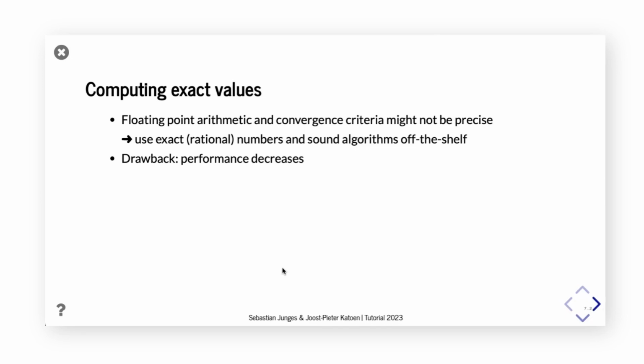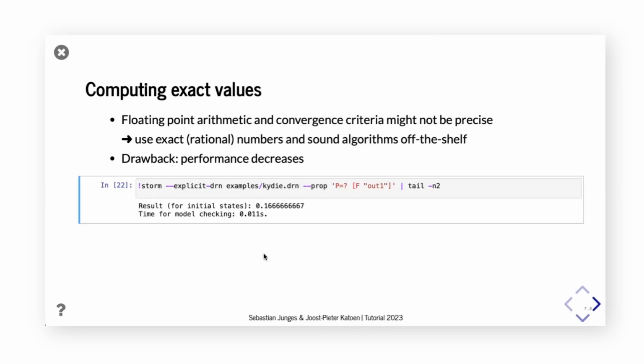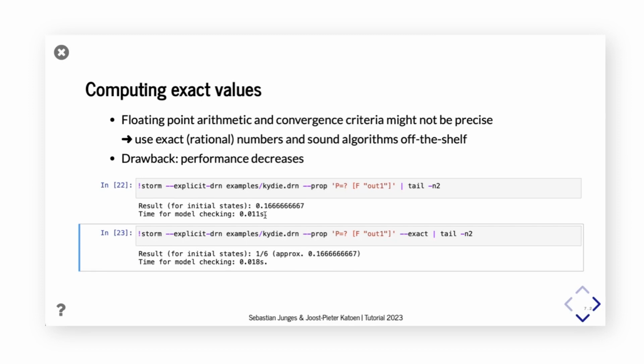So Storm can also compute with rational numbers. Here was the previous Knuth-Jao die where we asked about the probability. The probability was 1/6. And here I can actually now ask Storm, can you do this exactly? And the answer is then indeed that the probability is exactly 1/6.